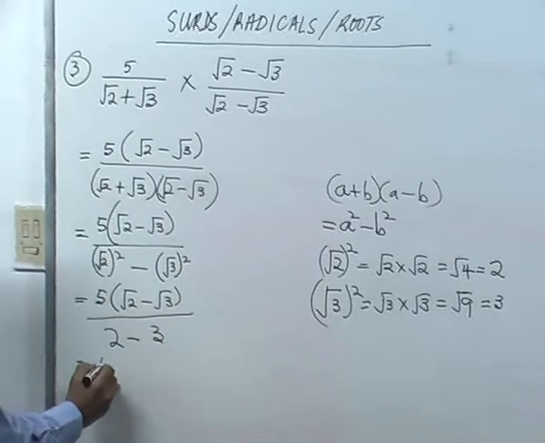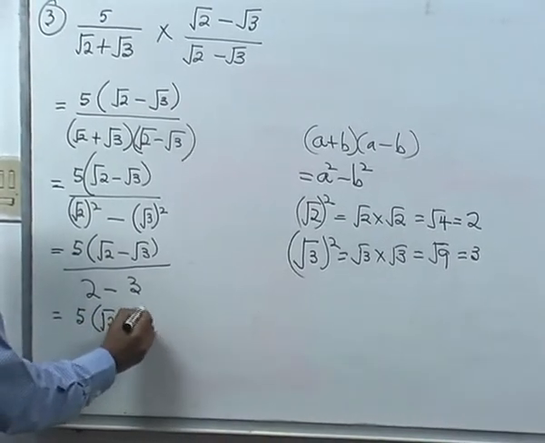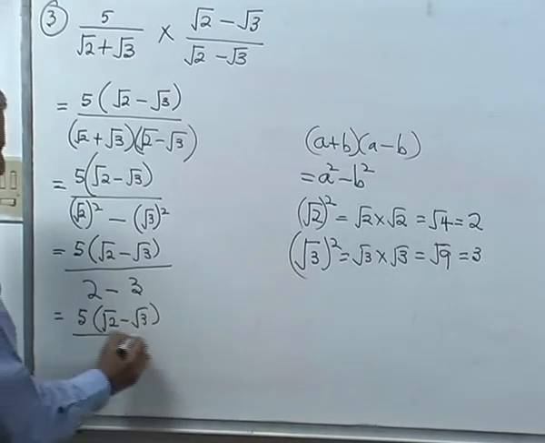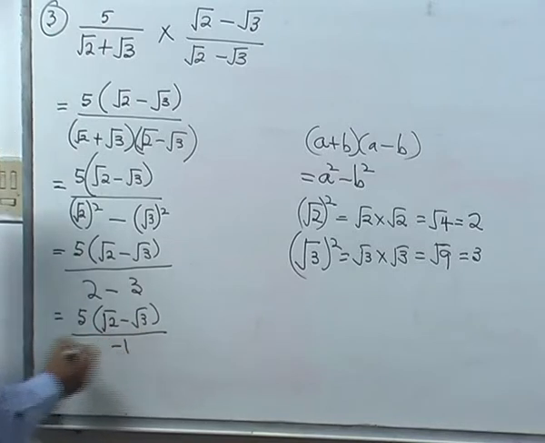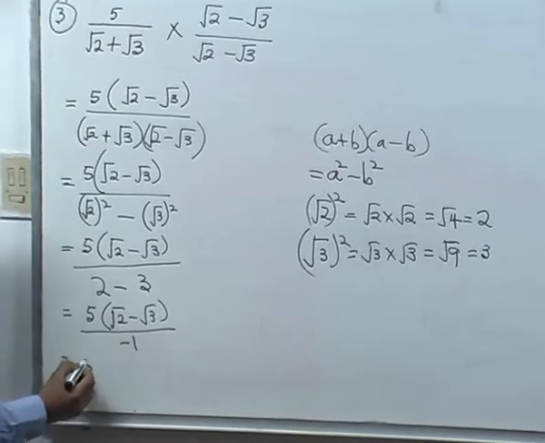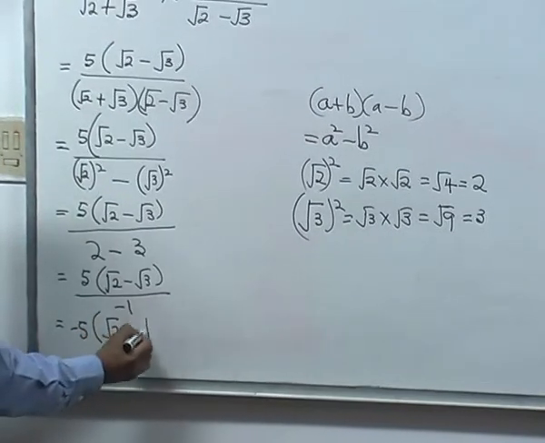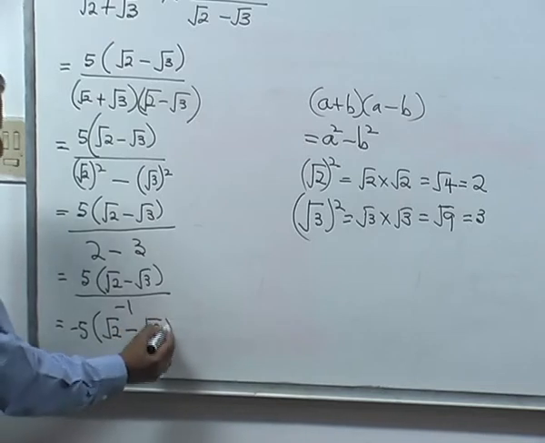So finally this answer is 5 into square root of 2 minus square root of 3 all over minus 1. Now this minus 1 can multiply with this 5 here, and it will be minus 5 into square root of 2 minus square root of 3.